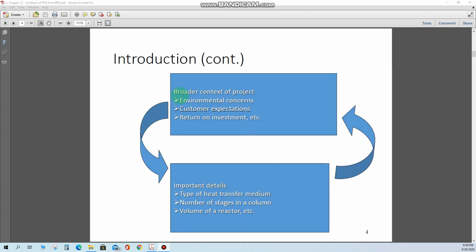Now let's see this one, the broader context of the project: environmental concerns, customer expectations, return on the investment. So these are the three main things that we are interested in when we are designing any project. So the first thing, customer expectations.